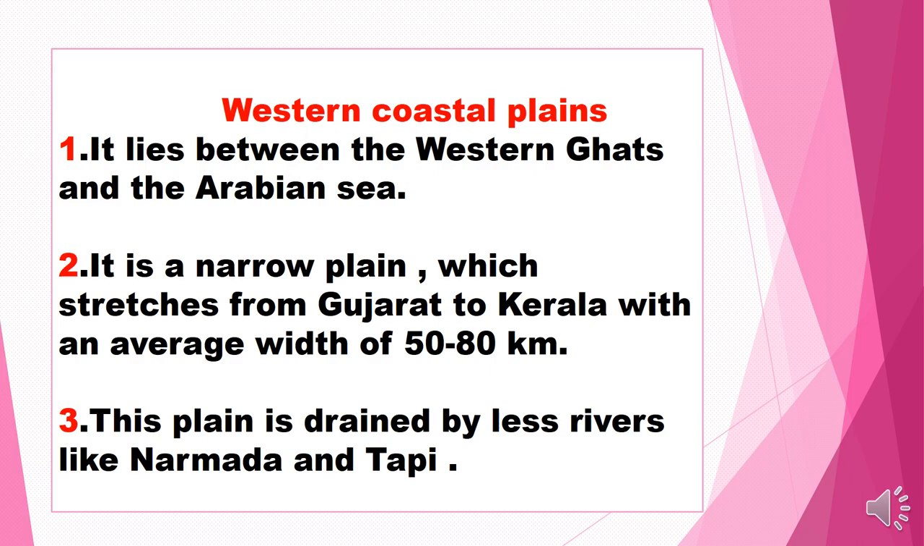On this coastal plain, only two rivers drain into the Arabian Sea, the Narmada and Tapi, and all other rivers like Godavari, Krishna, and Kaveri drain into the Bay of Bengal.